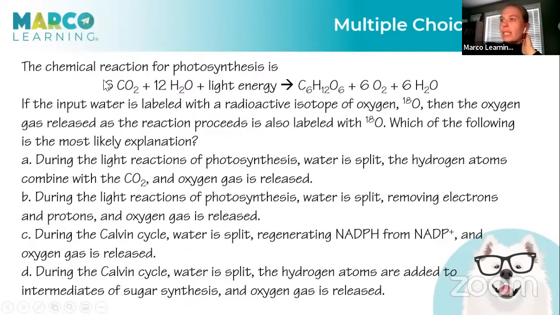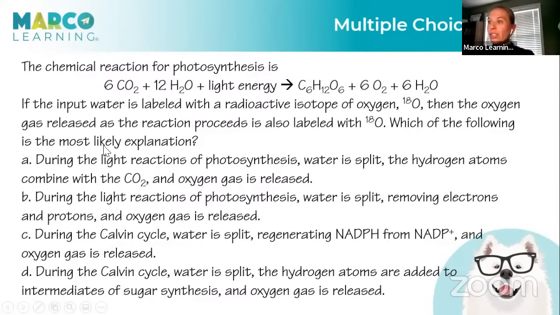So here we see 6 CO2 plus 12 waters plus light energy gives us glucose plus 6 oxygens plus 6 water molecules. And so they say that if the input of water is labeled with radioactive isotope of oxygen. So what they said is the oxygen, right? We're going to put a radioactive label. It's oxygen 18. If you remember about our isotopes, it means that they have a different neutron number. So they weigh a little bit more, but they have the exact same number of protons and electrons as the other isotopes of it. And so it allows them to track it.